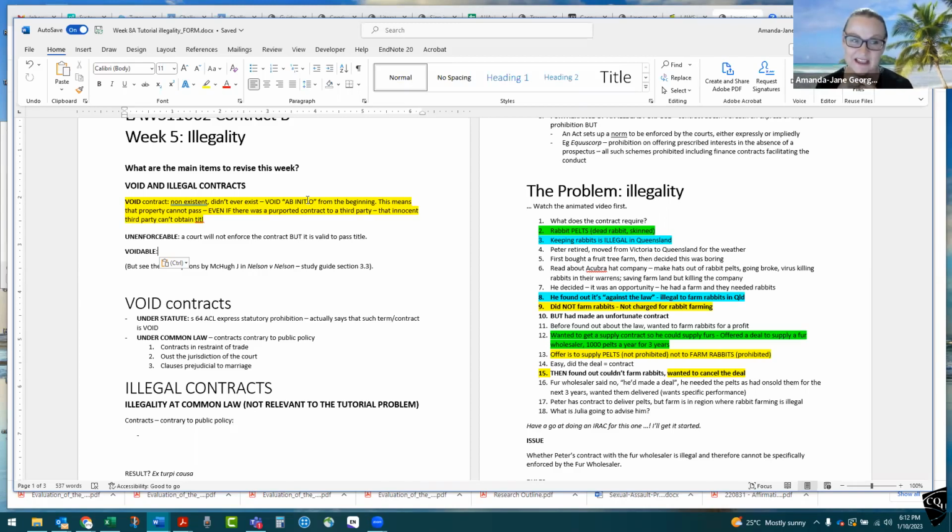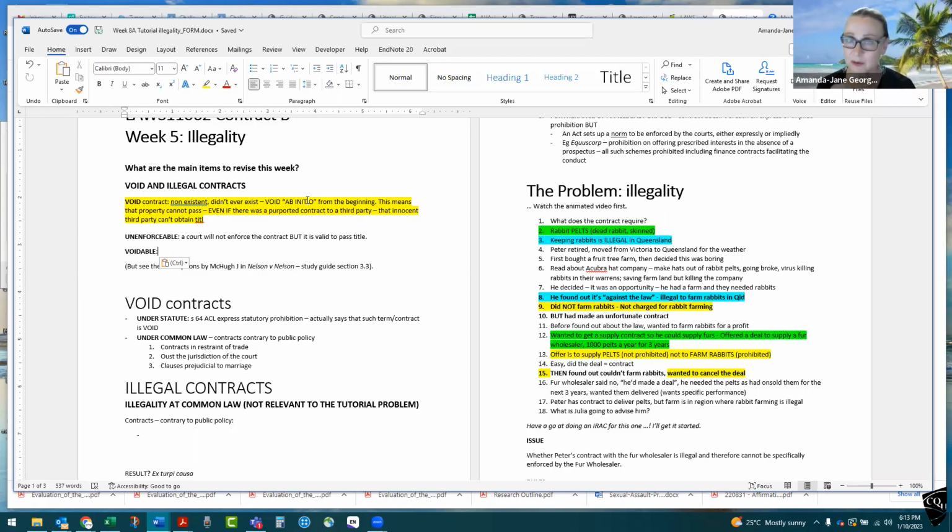Yes, you're right. It's valid enough to pass title, and it will go on pretty much like an unenforceable contract until there's a problem and one of the parties realizes that there's been the intervention of one of these vitiating factors. They put their hand up and they say, I want to rescind. I want to rescind is the technical term for it. Repudiation is actually something slightly different, but I got what you mean.